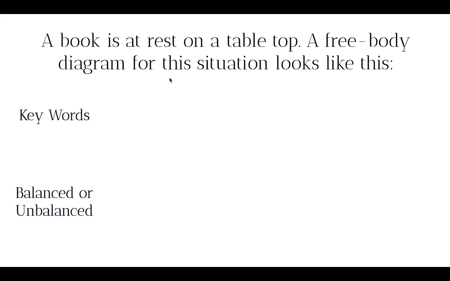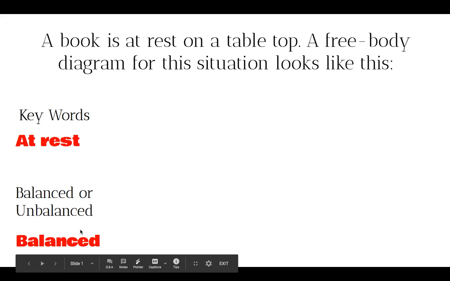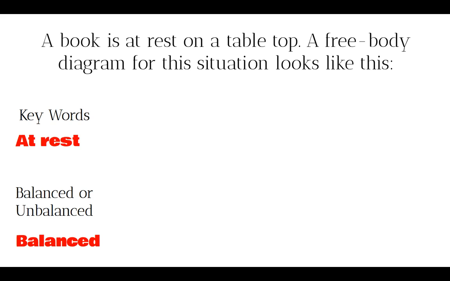So all we have is a book resting on a table. The keywords right here would simply be that the book is at rest, which means that it is motionless, which means as far as forces go, the net force is 0 and it would be balanced. That doesn't mean that there's no forces acting on it. That just means that those forces are balancing out, which is why it's at rest.